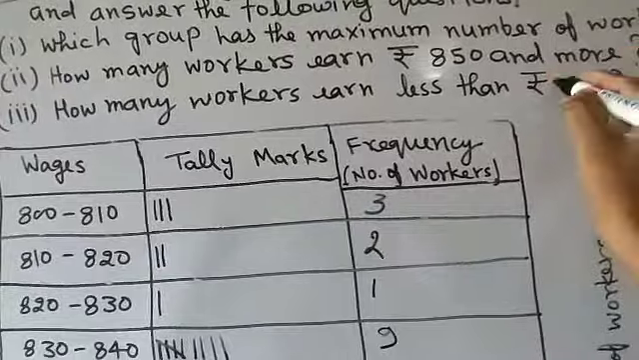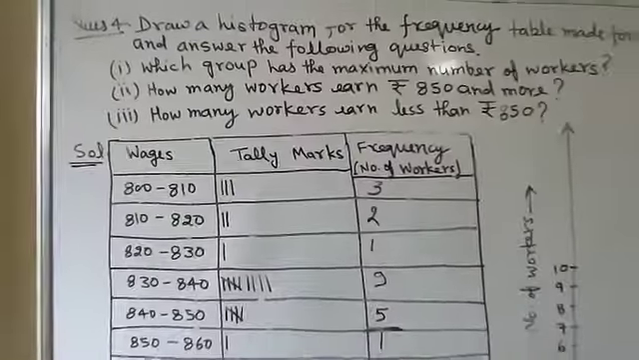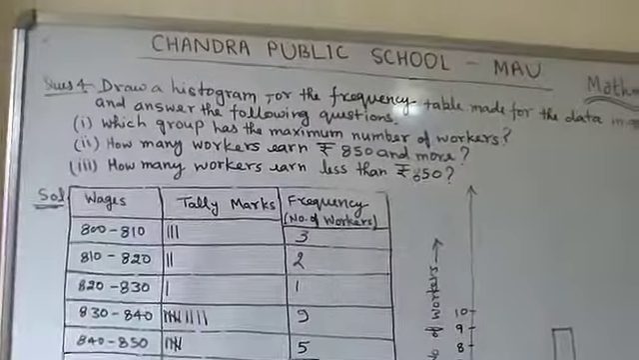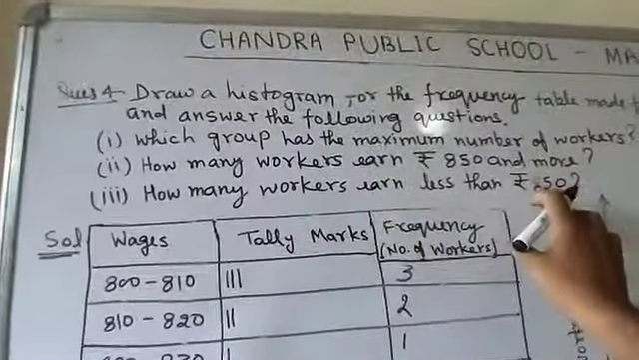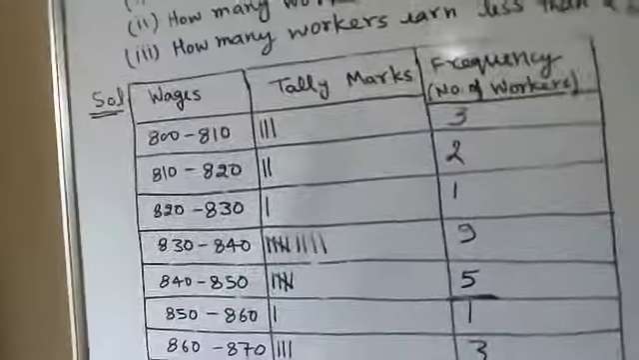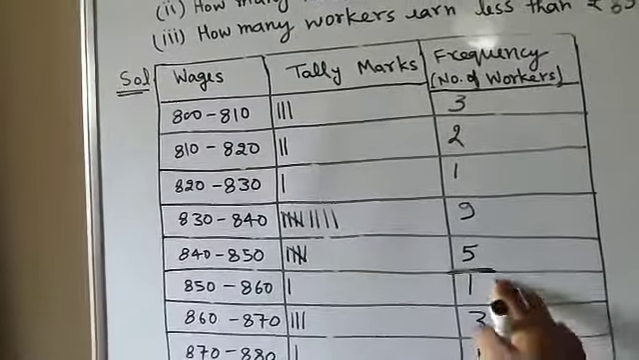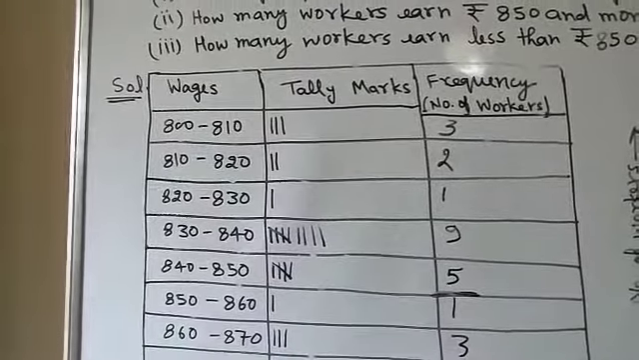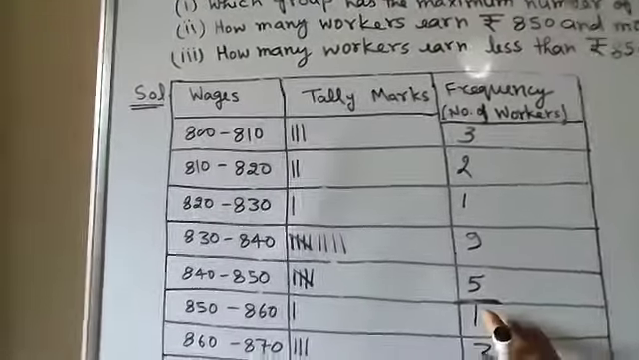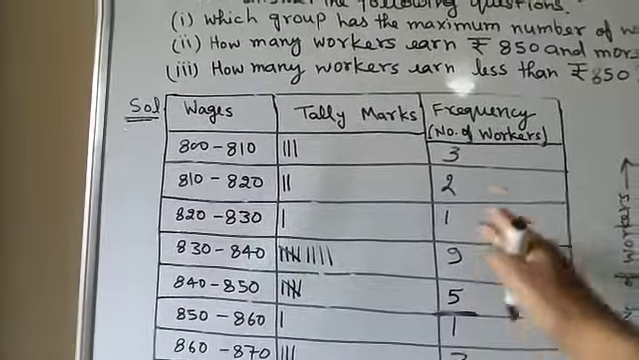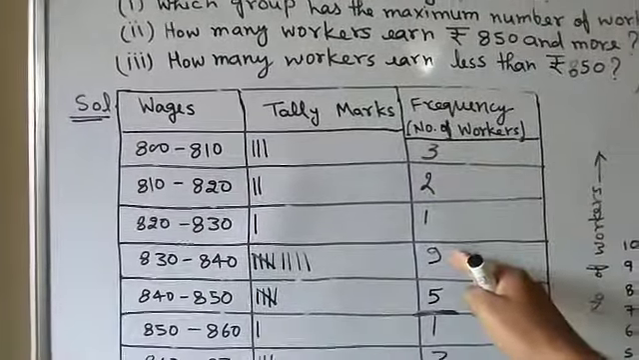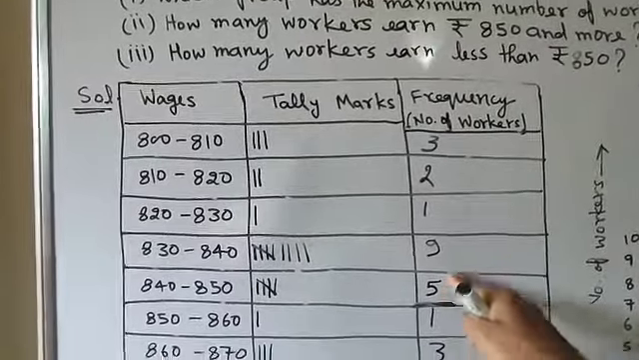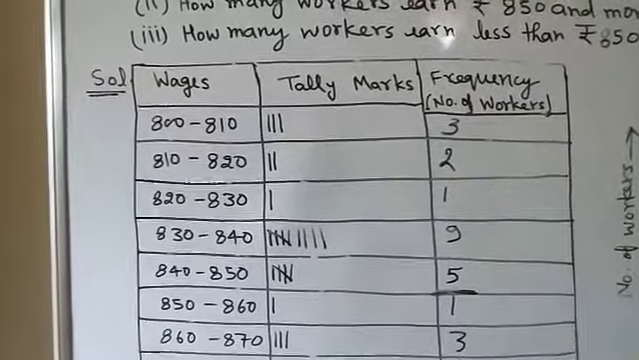Now again it is asked how many workers earn less than rupees 850. I checked in the book and it is given as less than rupees 850. So you need to find how many workers earn less than rupees 850. Students, 10 workers earn more than or equal to 850. Leaving these 10 workers, the rest of the workers earn less than 850. That is 3, 5, 1, 6, 5, which makes 20. So 20 workers are there whose earning is less than 850.